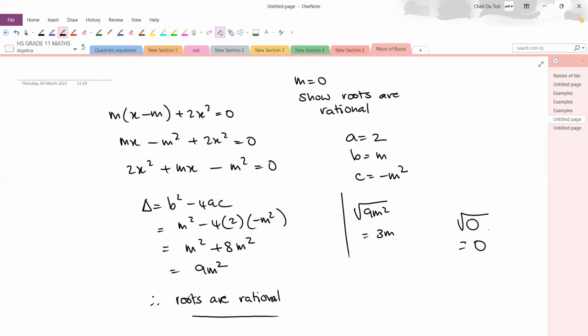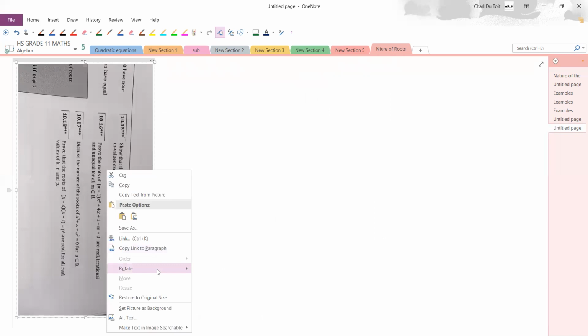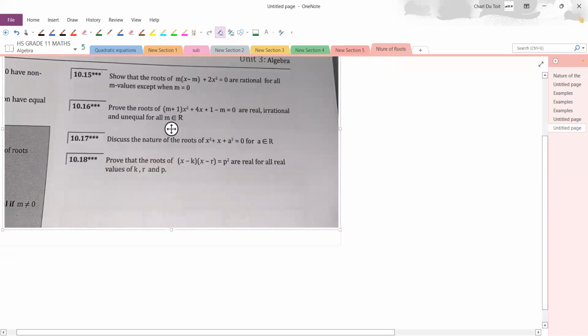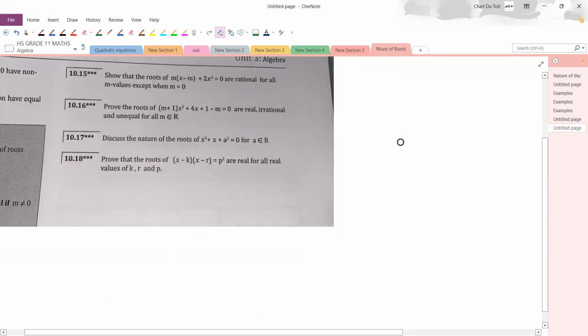Okay. Tell me when you're ready to continue. We can continue. Okay, let's look at that. I don't know why I couldn't copy now. So those are 3-star sums. Okay, 10.16 would be a problem.